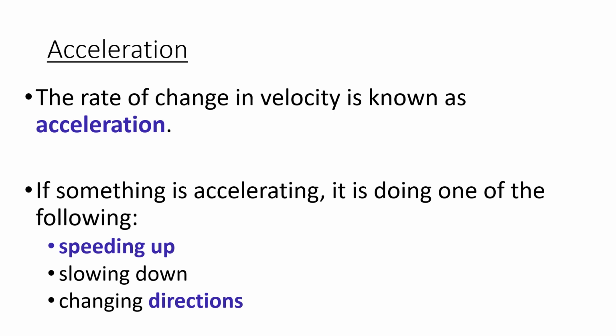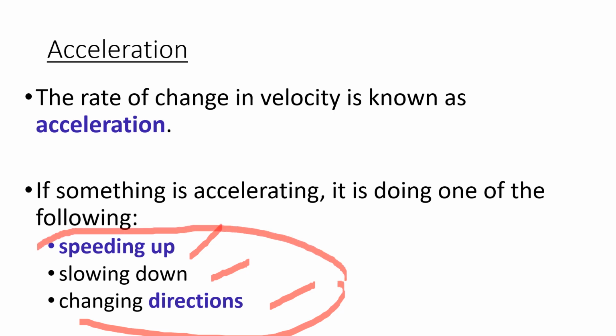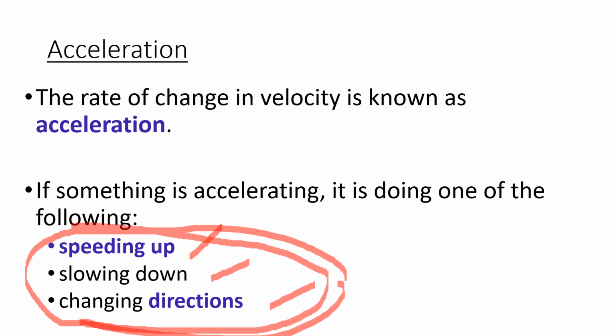In acceleration class, the rate of change in velocity is known as acceleration. So there are three things that you need to remember when an object accelerates from one place to another. So we have speeding up, we also have slowing down, and changing directions. So if you experience this type of motion, it means to say you are accelerating.